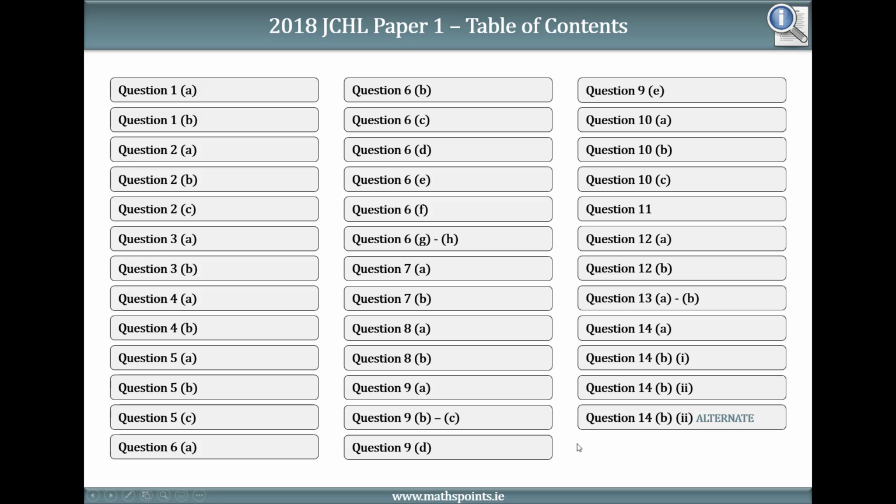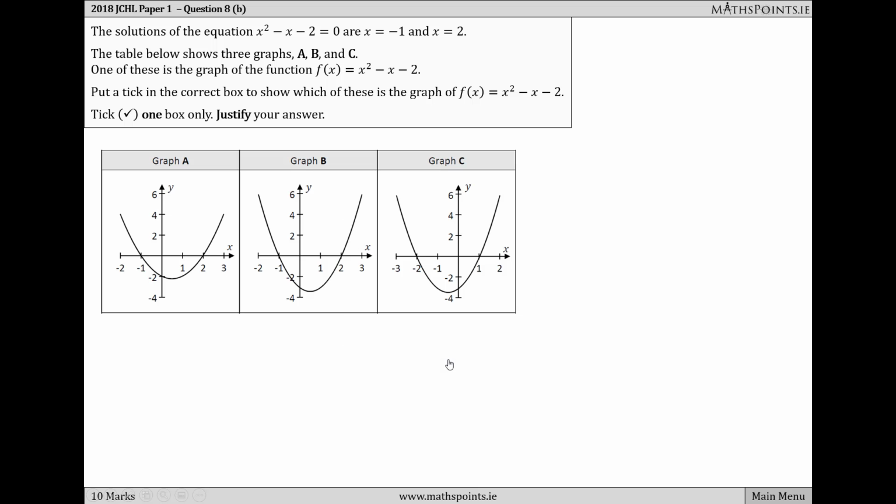So we're going to have a look at a question about the graph of a quadratic function. It's question 8b from the 2018 Junior Cert Higher Level Paper 1. We've been told that the solutions of the equation x squared minus x minus 2 equals 0 are x equals minus 1 and x equals 2.